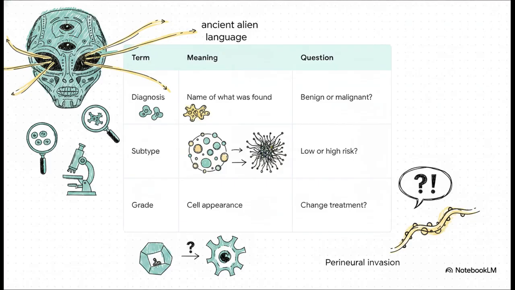And perineural invasion. That means tumor cells are hanging out around or inside a nerve. We'll touch on this more in a minute, but if you see it, definitely ask, how extensive is it and should I be having symptoms?